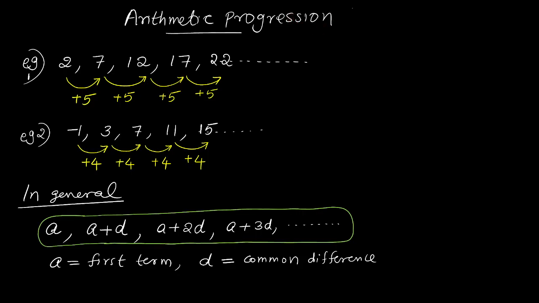Arithmetic progression is written in short form as AP. The general form is very, very important: A plus D, A plus 2D, etc. A is said to be the first term, D is the common difference. What is the significance of D? In order to get the next term, D is to be added to the current term.